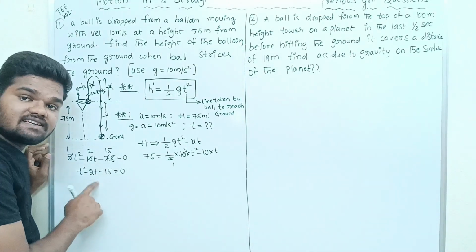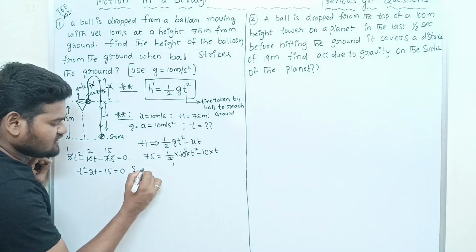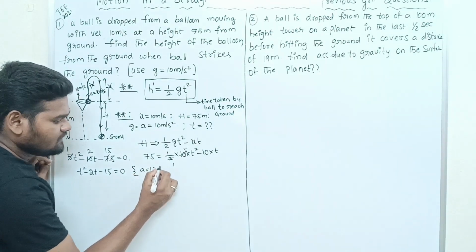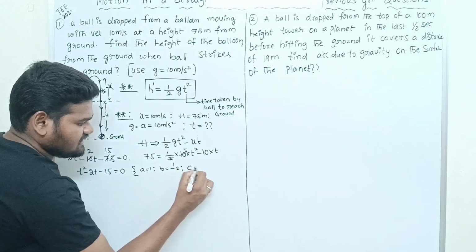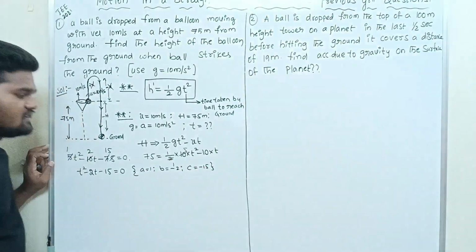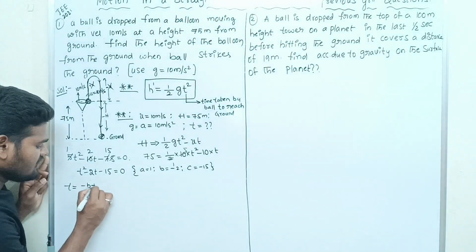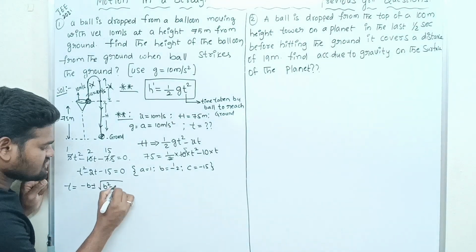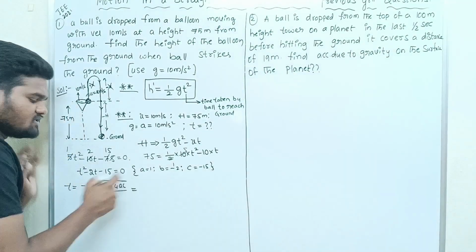Now this equation is in the form of a quadratic equation. So just compare with the quadratic equation, and you will get a is equal to 1, b is equal to minus 2, and c is equal to minus 15. So we have the formula to find the roots. What is that? t is equal to minus b plus or minus under root of b square minus 4ac, divided by 2a. Just substitute these values.